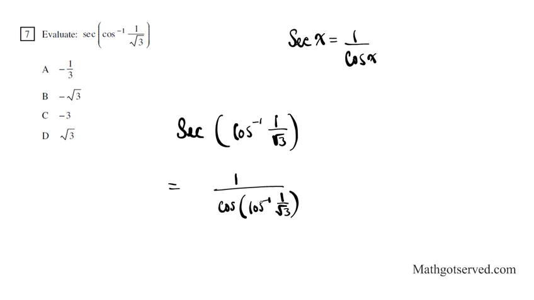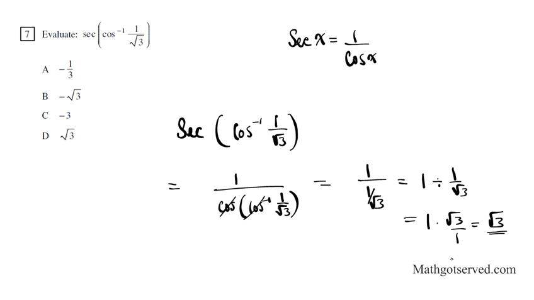Now you notice these two are inverse functions, so since they're inverses, they cancel each other out. So you're going to have 1 over root 3. If you have a fraction in the denominator, you can write it horizontally: 1 divided by 1 over root 3. And then change, flip, or multiply by the reciprocal of the denominator. So it's 1 times root 3 over 1. Multiply it out, so your answer is going to be root 3. Okay? So there you have it. Alright, moving on. The answer for number 7 is D.